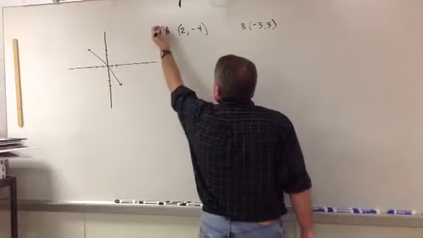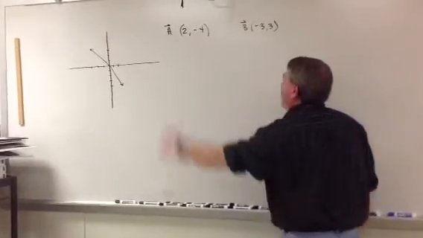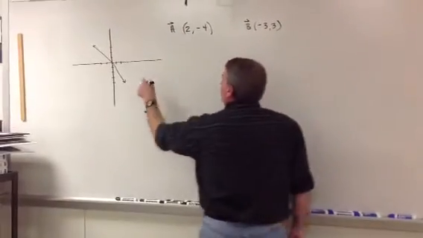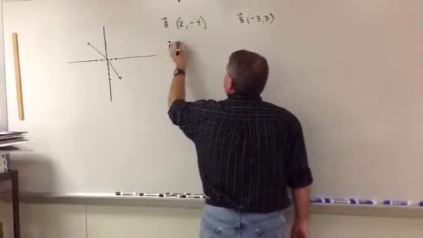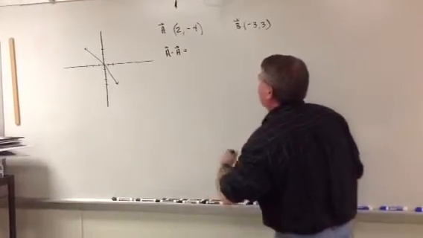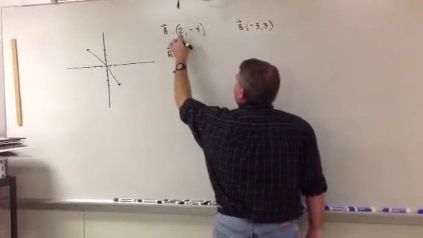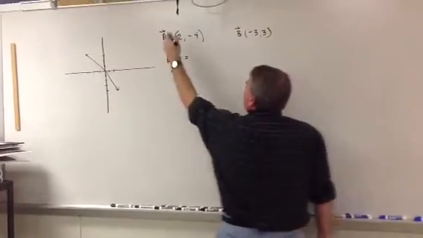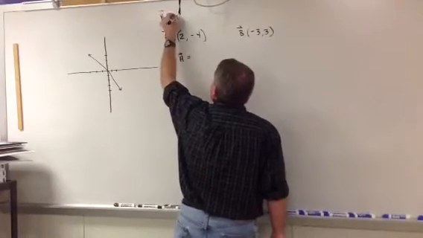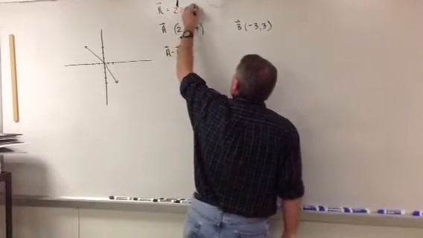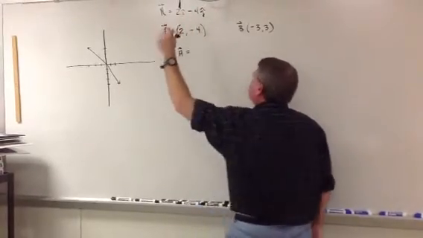If you dot a vector with itself, you get the magnitude of the vector. So we can do A dot A is equal to, let's write this vector out in coordinate form first. So A is equal to 2 in the i-caret direction minus 4 in the j-caret direction.